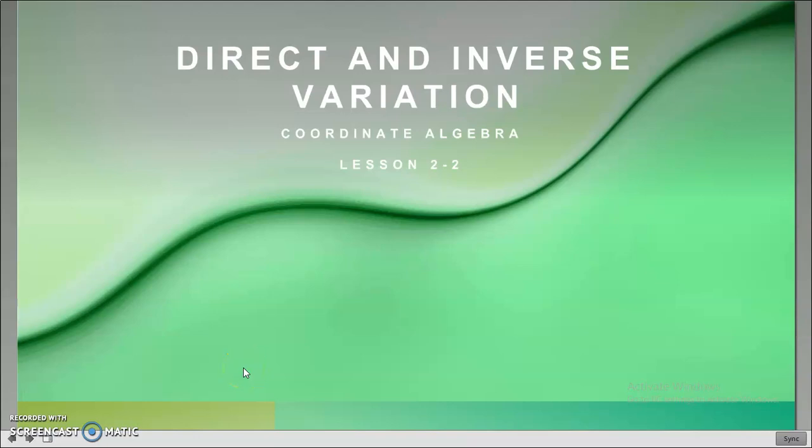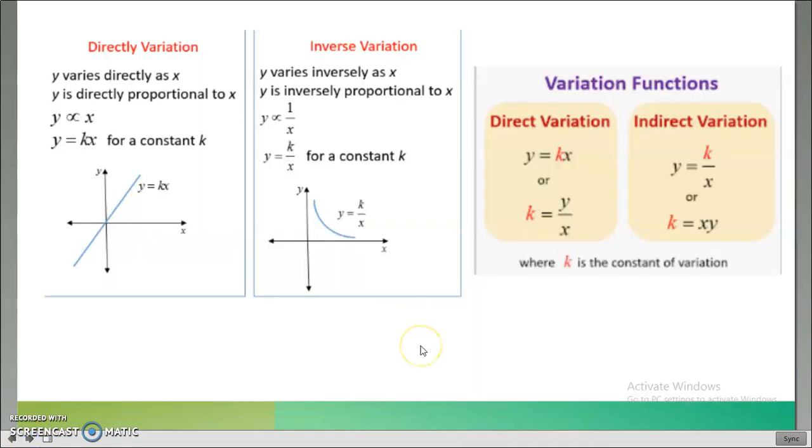Hello, today we'll look at some examples of direct and inverse variation. Just a really quick review. For something to have direct variation, y varies directly with x. That means as y increases, x increases, or vice versa. So y is directly proportional to x, which basically means that y is equal to kx for a constant k, and it's linear.